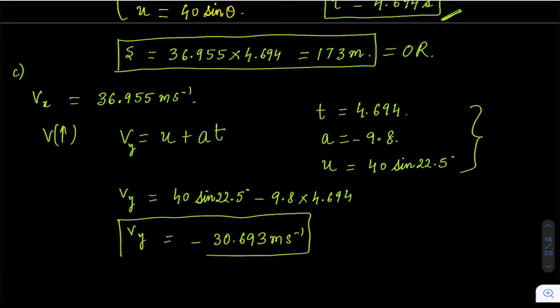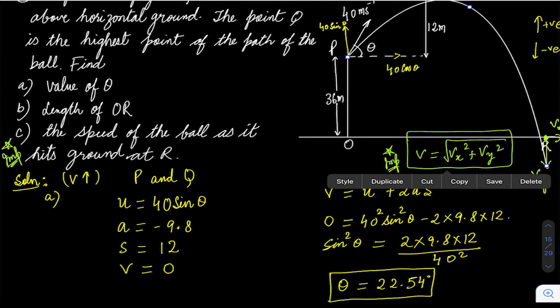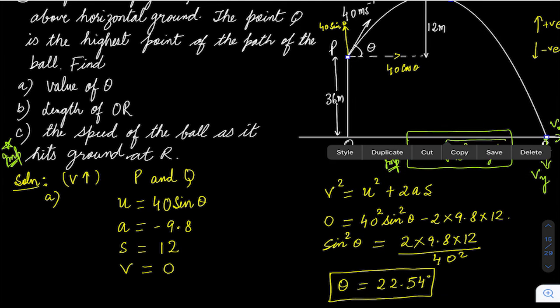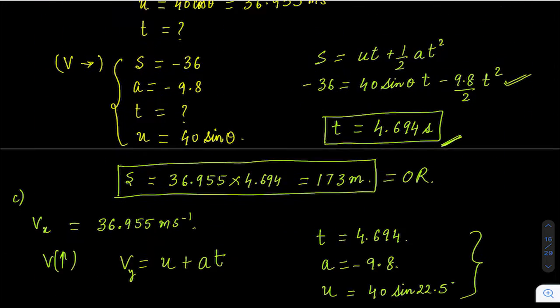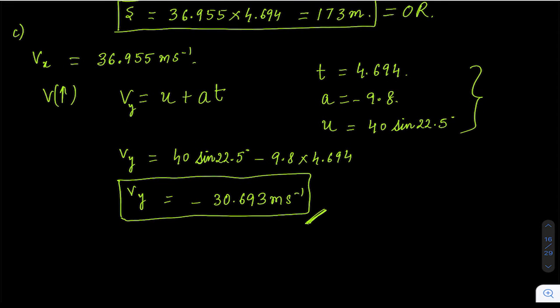Now, why are we getting a minus sign? I think we discussed a similar kind of problem in the last video also. Because we are going in the downward direction. So when you are going in the downward direction, obviously your velocity will be negative. So if it doesn't come out to be negative here, it means you are doing something wrong. So it should come out to be negative. So now this is velocity in y direction.